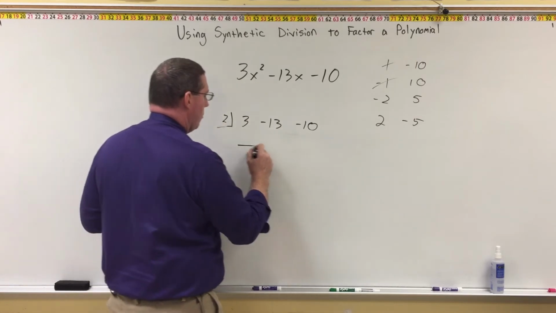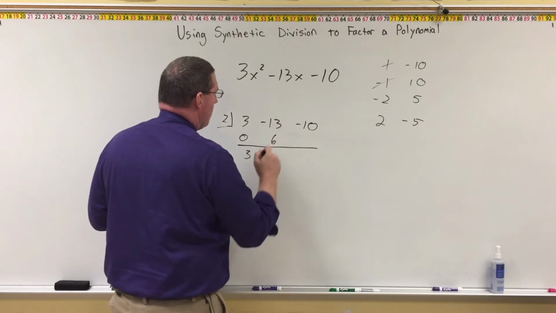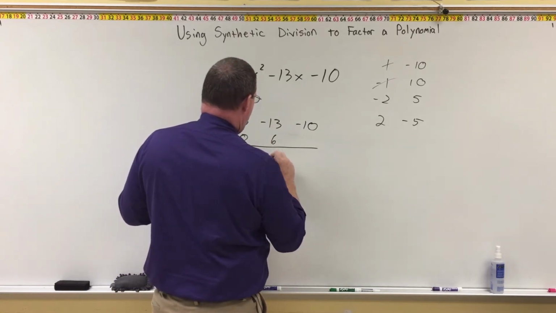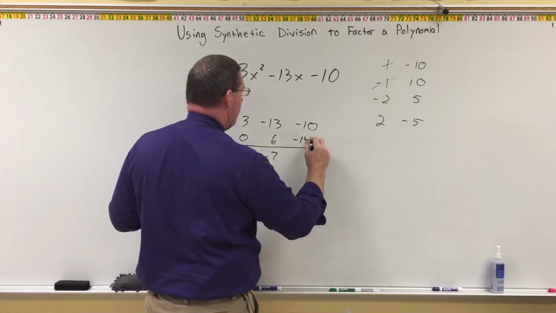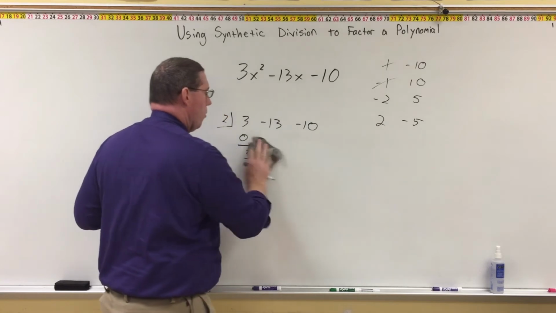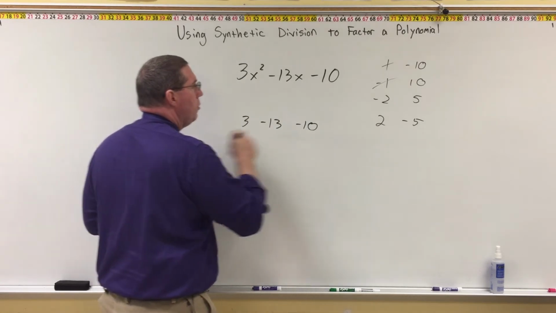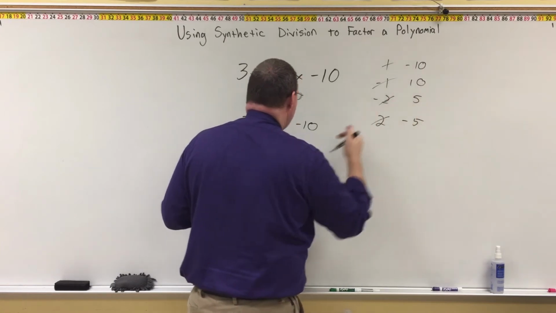Let's try positive 2. Okay, put a 0, 3 plus 0 is 3, times 2 is 6, minus 13 is negative 7, negative 7 times 2 is negative 14, plus negative 10, that's negative 24, also not 0, therefore 2 is not one of our factors. Before I try 10, I'm going to try 5 and negative 5.